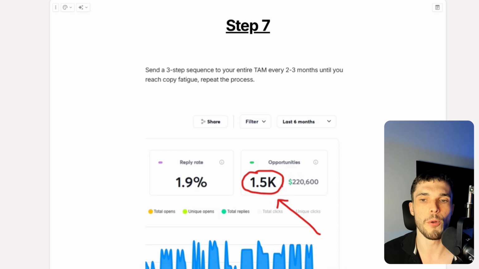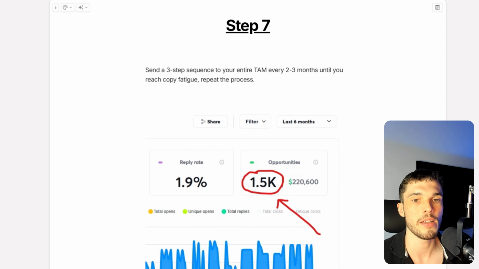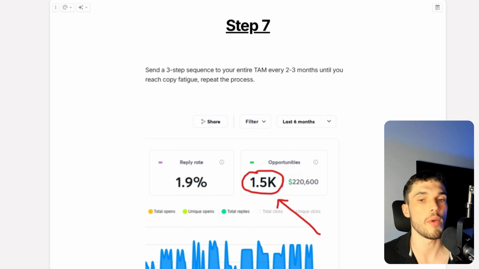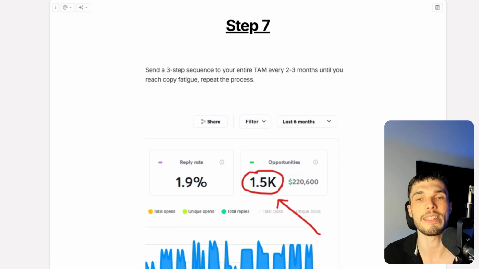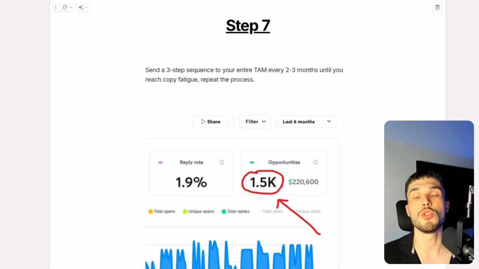And so what we recommend for people is that they send a 3-step sequence to their entire total addressable market, meaning every single contact that can be identified within your total addressable market. And you do that every 2 to 3 months, right? So every 2 to 3 months, every contact on your list gets a 3-step sequence. And you keep doing this every 2 or 3 months. You keep retargeting and retargeting and retargeting, and eventually you'll reach copy fatigue.